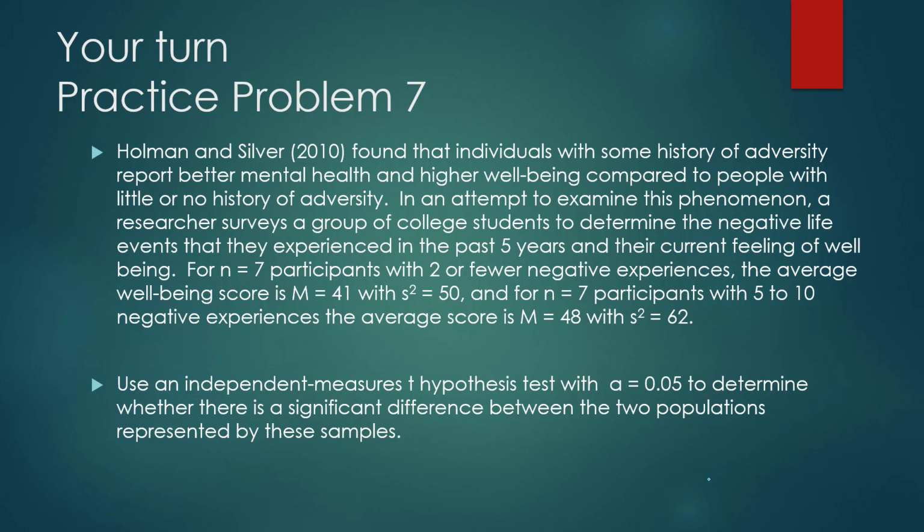Now it's your turn. Go back to practice problem set number 1 that you turned in on Monday, and look at number 7, and let's calculate Cohen's d for that problem. We knew we had a pooled variance of 56. We calculated that previously.